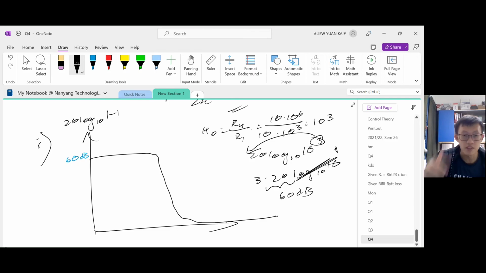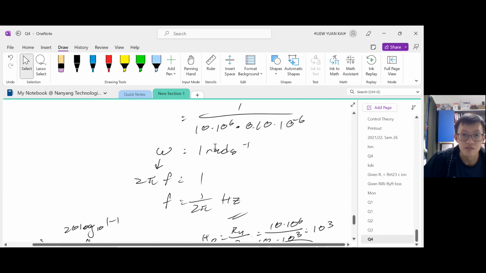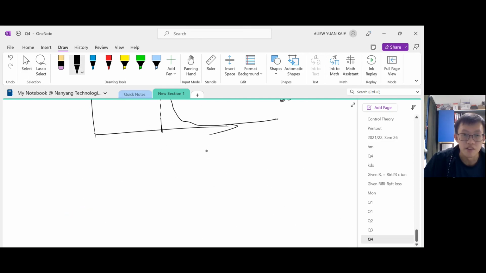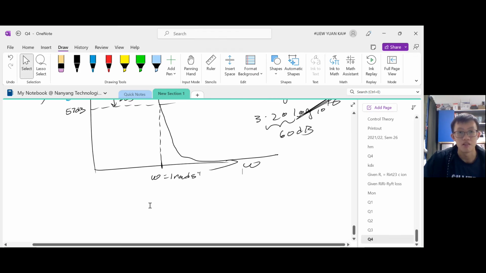Now, let us label the cutoff frequency. So remember how to label the cutoff frequency? Start from the max gain. Drop by 3 decibels. So this is 57 dB. Draw a horizontal line across, cut through the graph, now drop down. This corresponding frequency is your cutoff frequency, which happens to be 1 radian. Let's just keep it in radians. So omega equals to 1 radian per second. And this is your Bode plot.